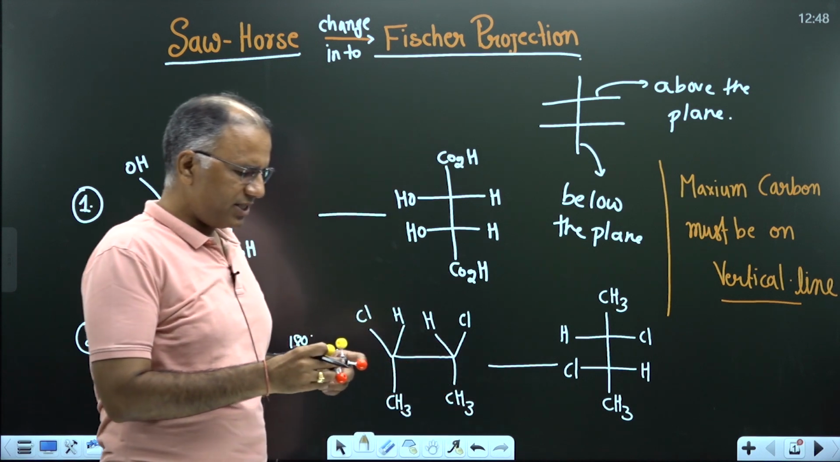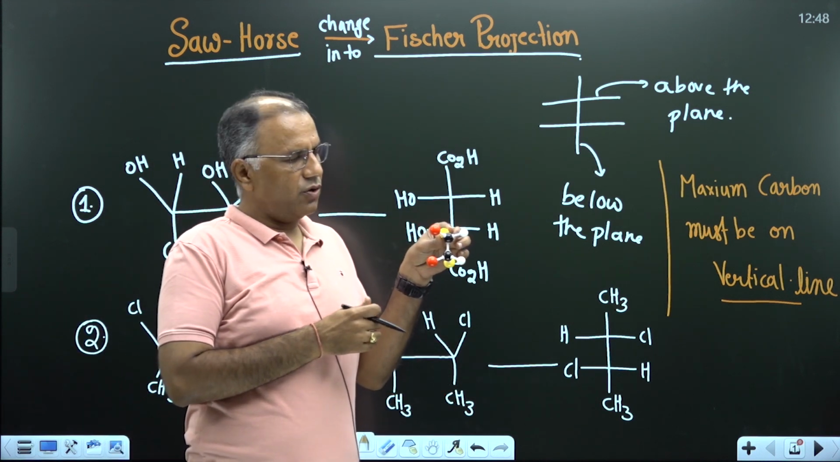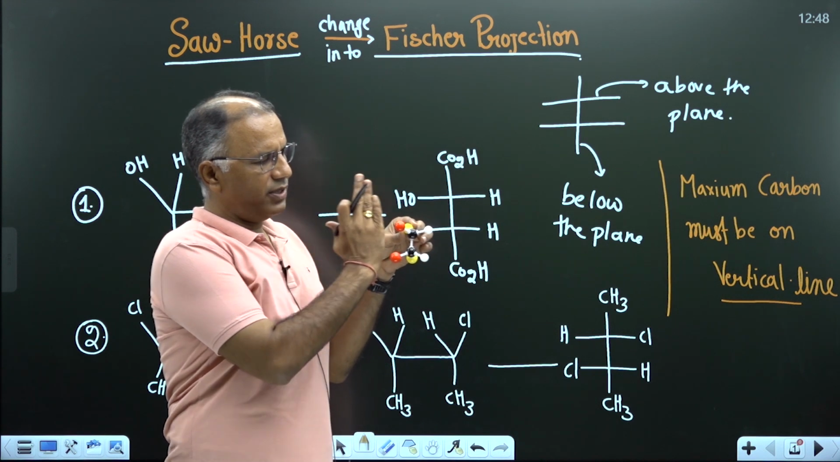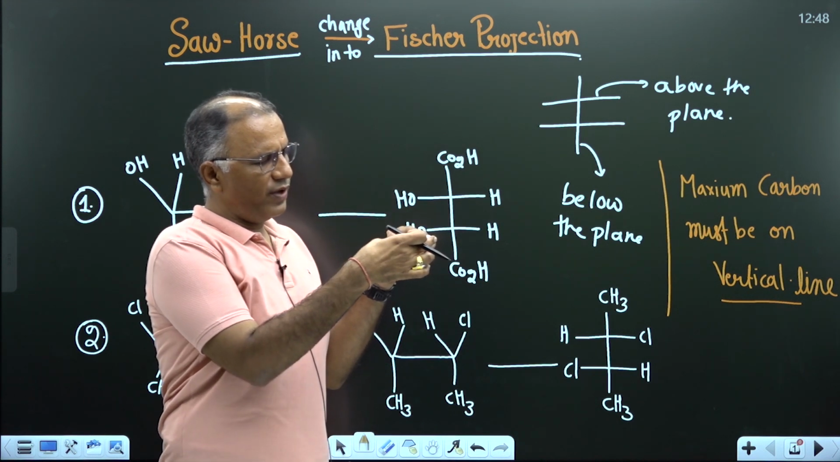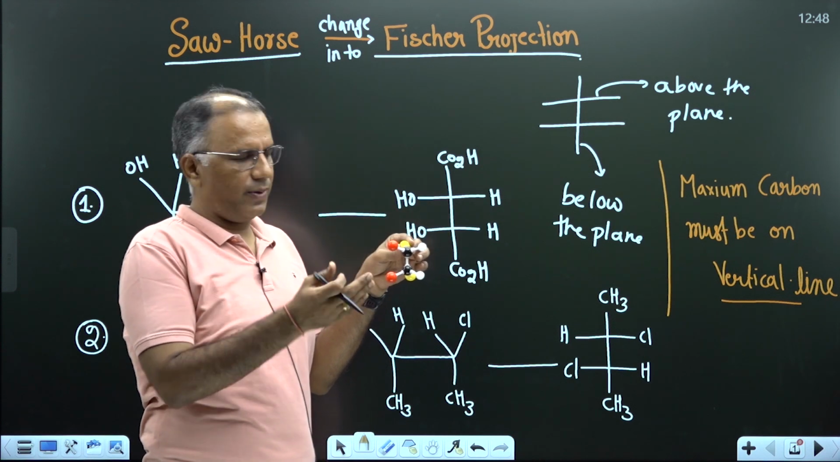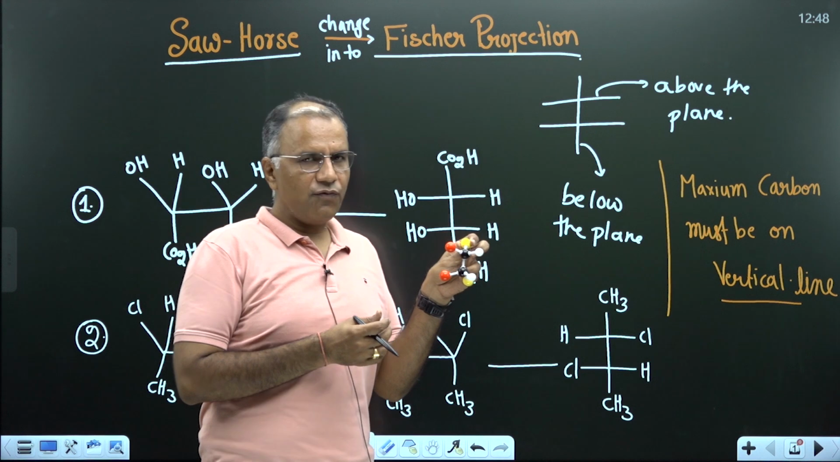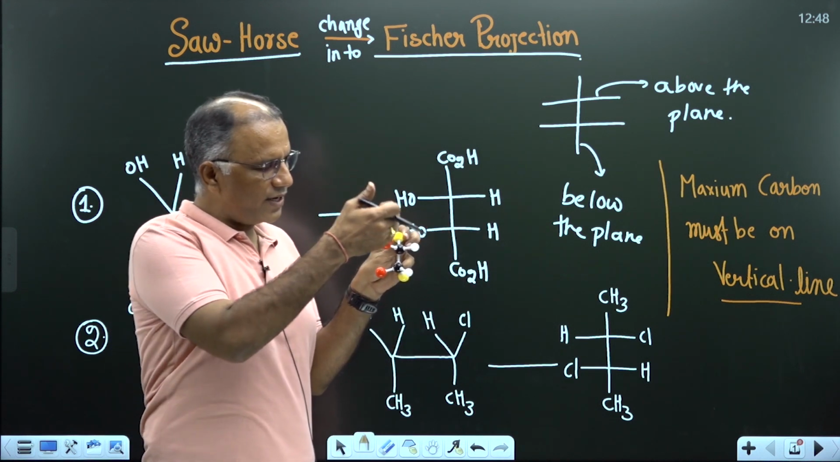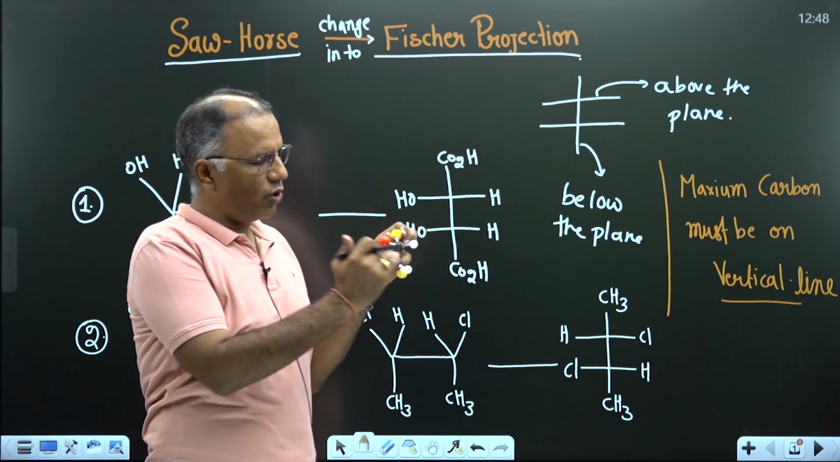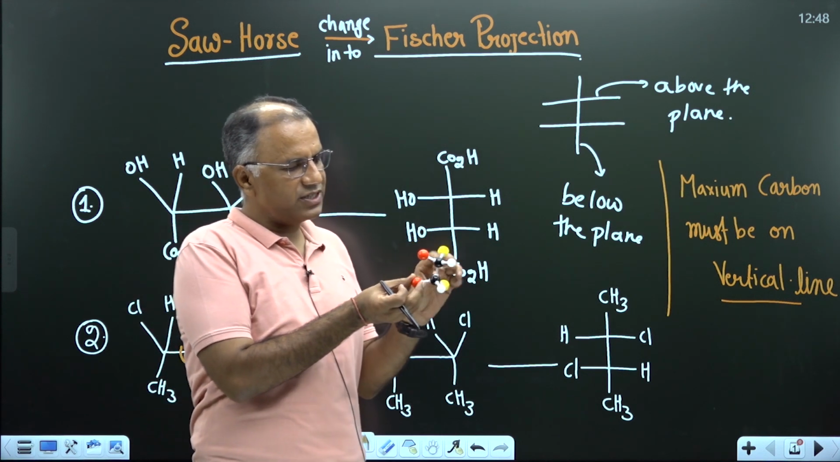Now we can understand Fischer by this eclipsed conformer. This is our eclipsed conformer. You got it? If I pass the plane from these two carbons, these two valencies are above the plane. It means horizontal line valencies are above the plane, and the vertical line valencies are below the plane. If you watch this model, you will see one vertical line and two horizontal lines. Got it? So this means that this is the Fischer projection.